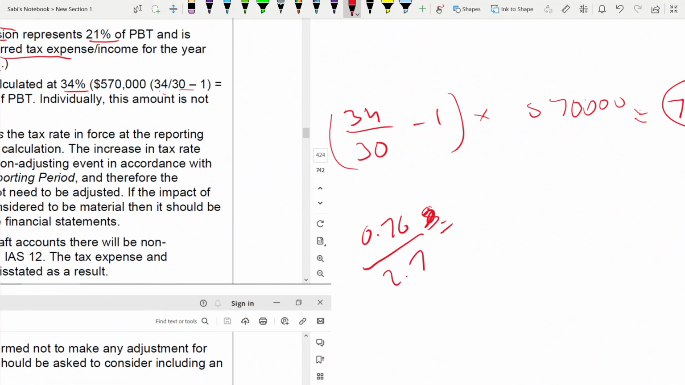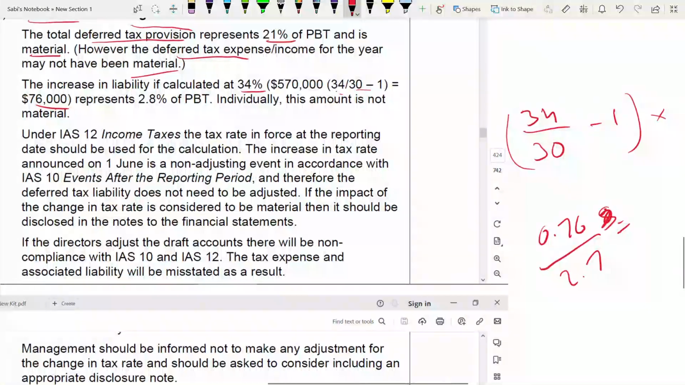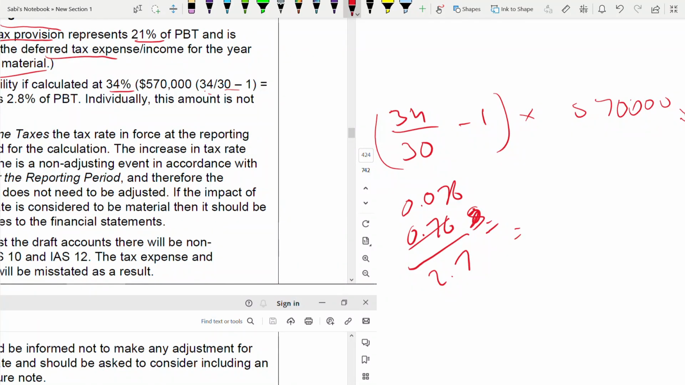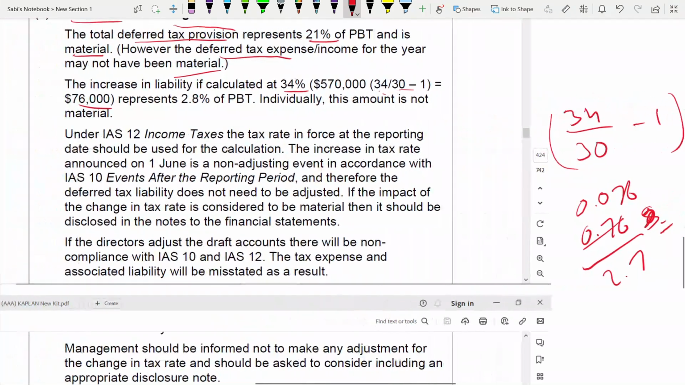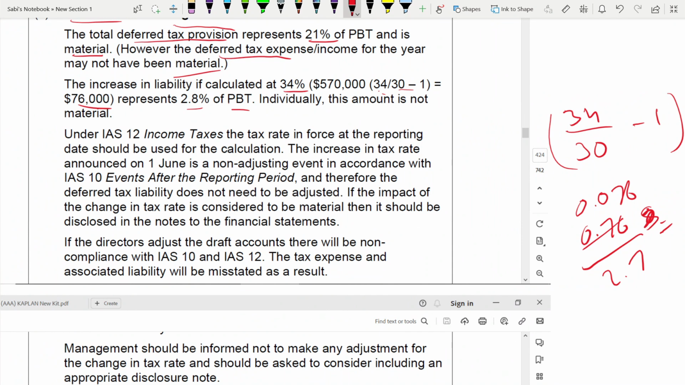Calculated in terms of percentage. It is 2.87. Sorry, this is not 0.76. This is 0.076. Okay. It will be 2.8%. It will be 2.8% of profit before tax. Even this is material. Sorry. Individually, this amount is not material. See, individually, if you take, it's not material.